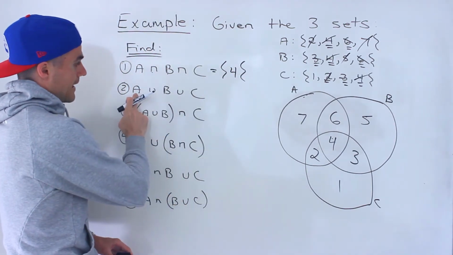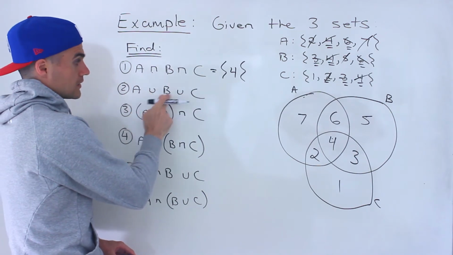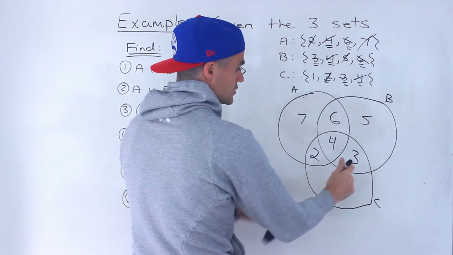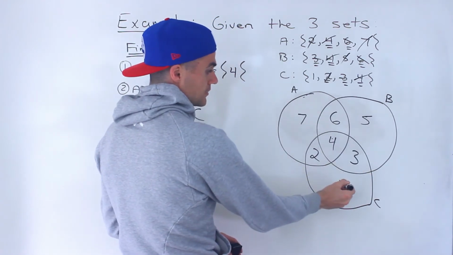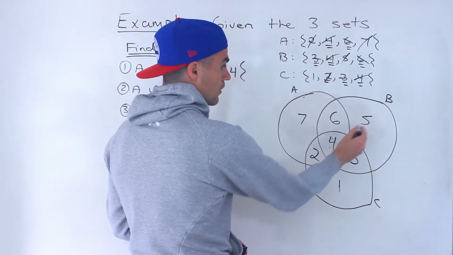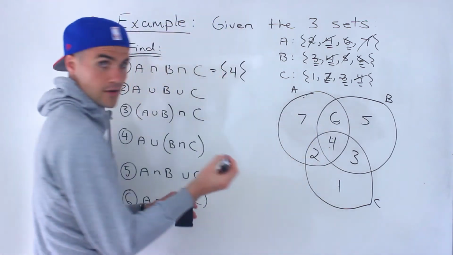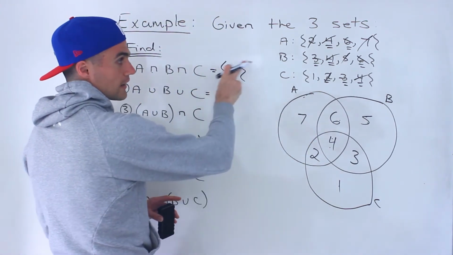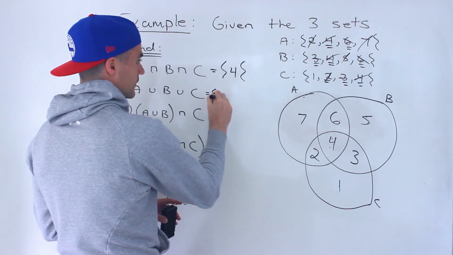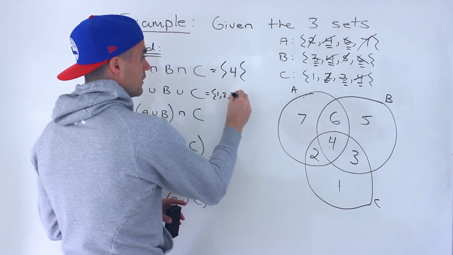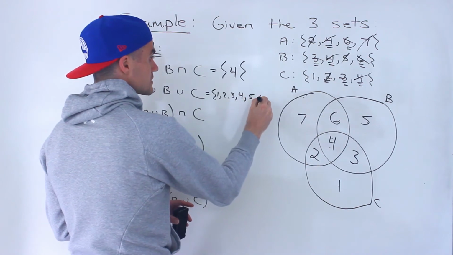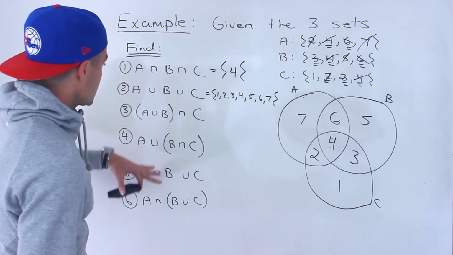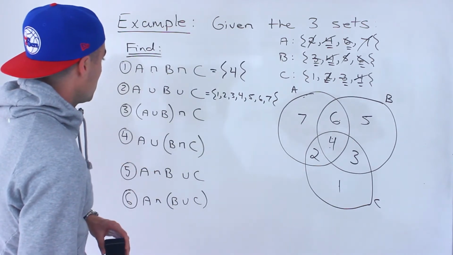Over here, we've got A or B or C, which would mean it's basically all of this here. So we would just list out all the elements, and notice it's just the numbers 1, 2, 3, 4, 5, 6, 7, the numbers from 1 to 7. So this would be all of the elements, and you don't write any of the elements twice. So we've got 1, 2, 3, 4, 5, 6, 7. And then these ones here are a little bit more tricky.